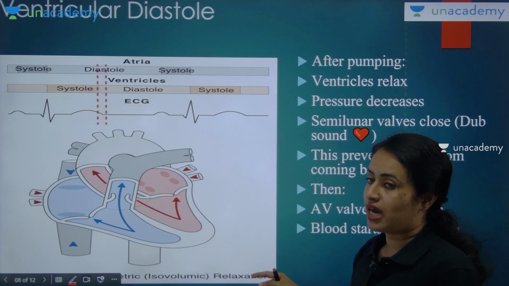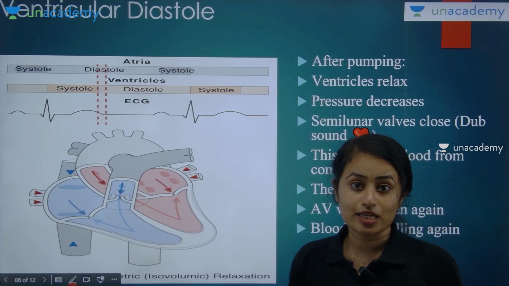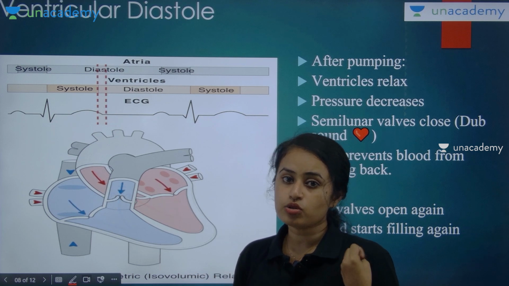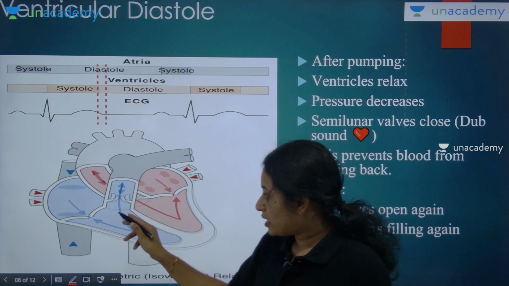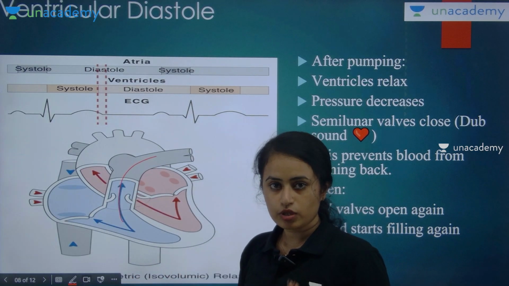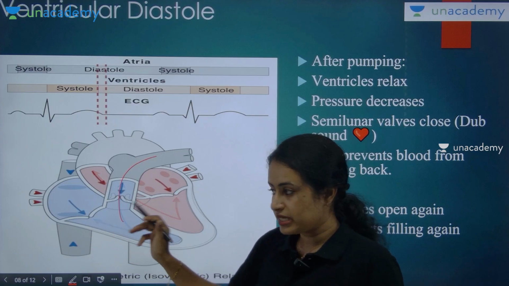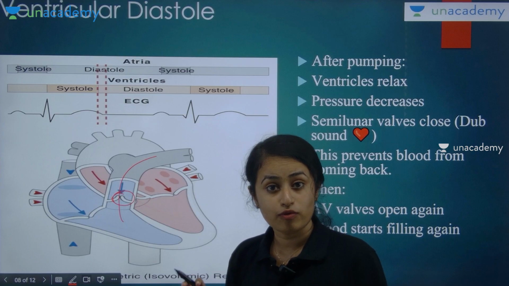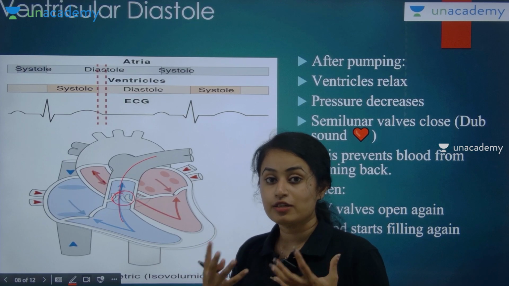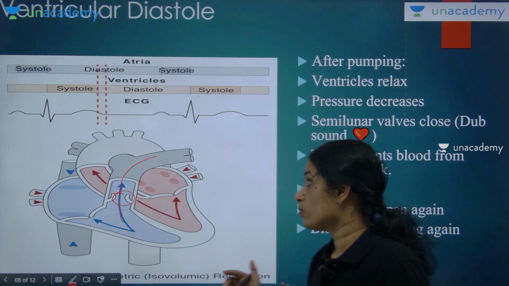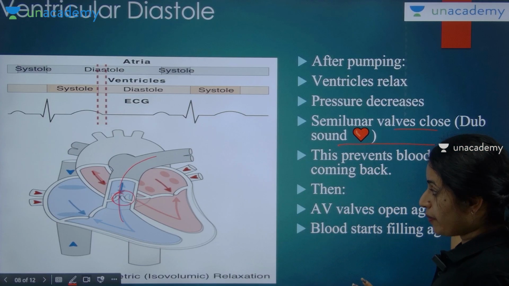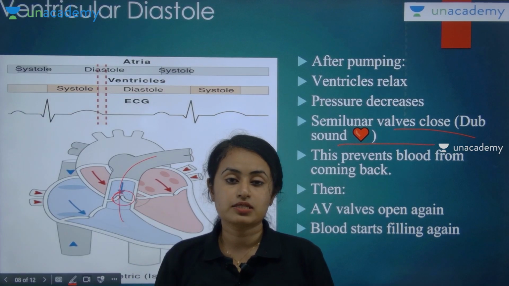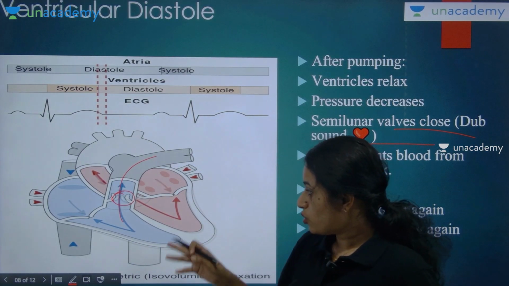Now we can move on to the last phase, that is the ventricular diastolic phase. The ventricle completely undergoes relaxation after the systole. So now what happens? Here you can see the blood is pumping from here. If all the pumping finishes, the semilunar valve will close. That helps in the formation of the second heart sound, which is called the dub sound. So after that, what happens?